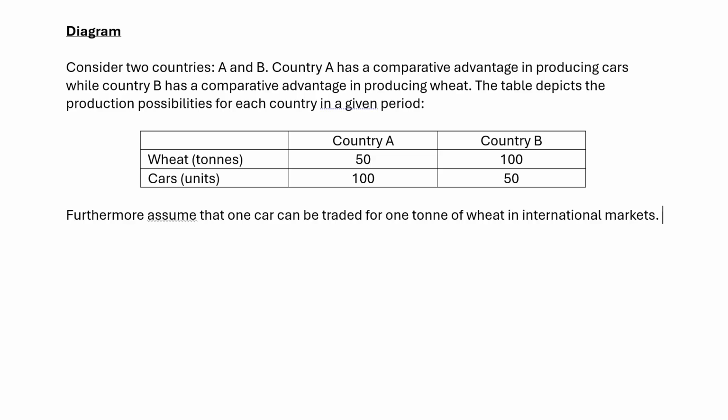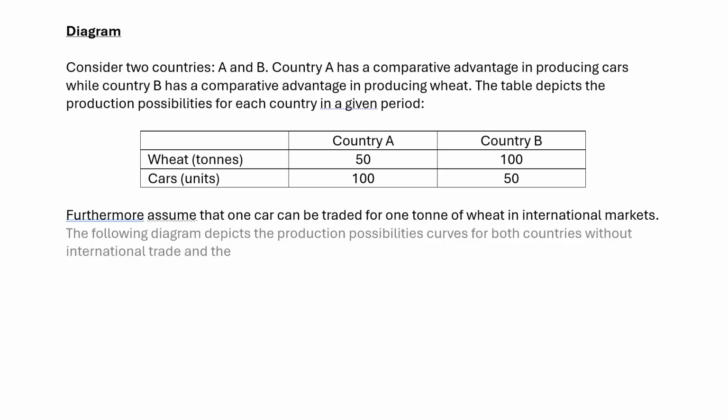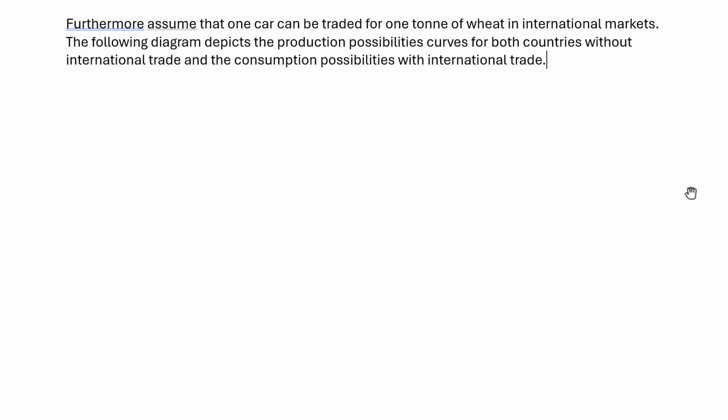The following diagram depicts the production possibilities curves for both countries without international trade and the consumption possibilities with international trade. So in this next paragraph, we're going to set up the international rate of trade, like how much you can trade one item for the other. For simplicity, I've just gone 1 car can be traded for 1 ton of wheat. I'm just going to keep things nice and easy like that.